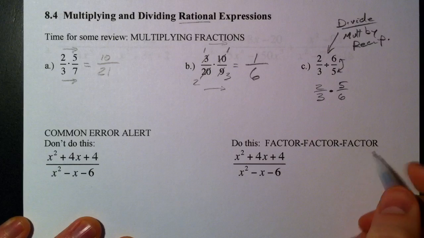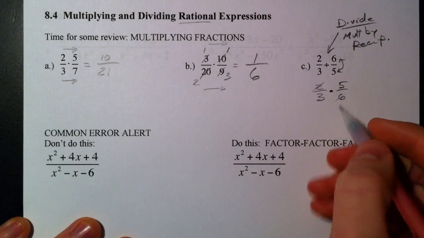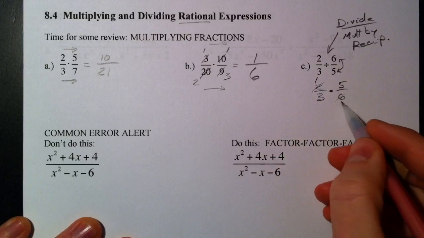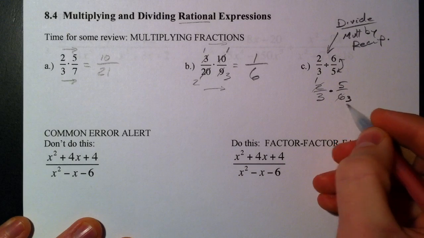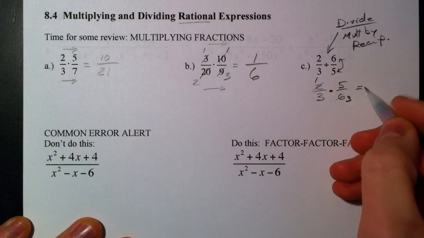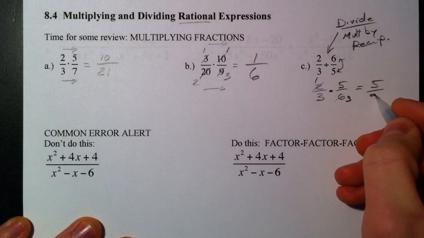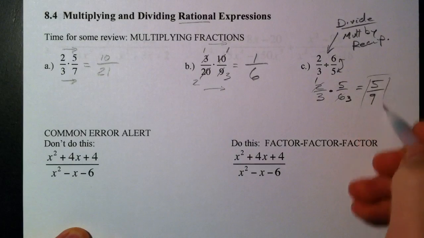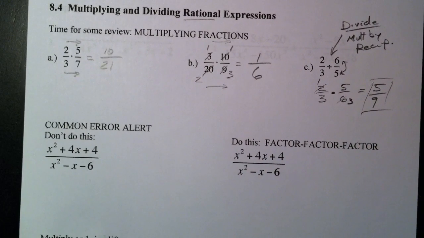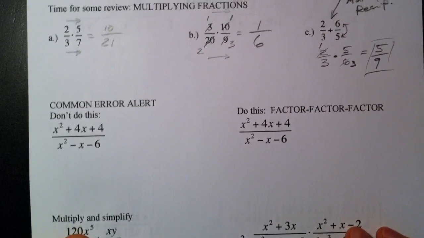And now the same process applies. So 2 and 6 have something in common. It's a 1. And that leaves a 3, because 6 divided by 2 is 3. And we multiply straight across. 1 times 5 is 5. 3 times 3 is 9. So you get 5 9ths. So, when we do this with x's, weird things happen.